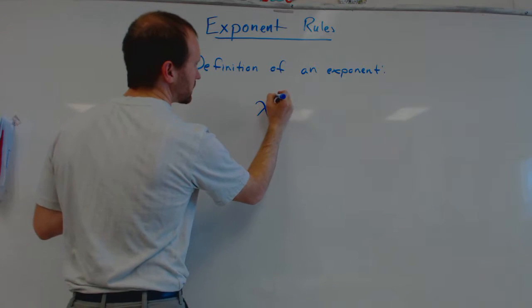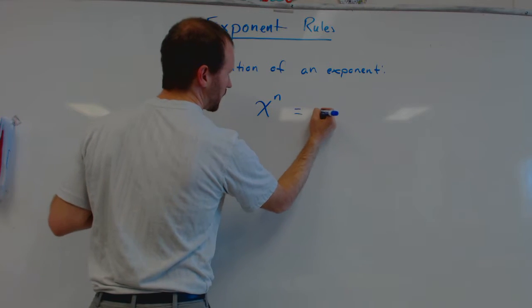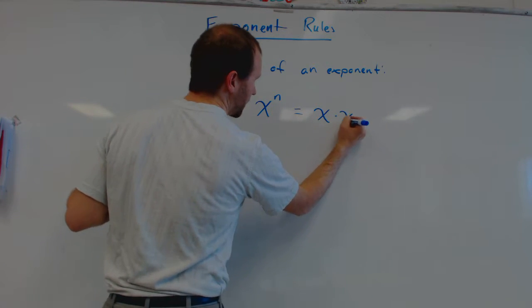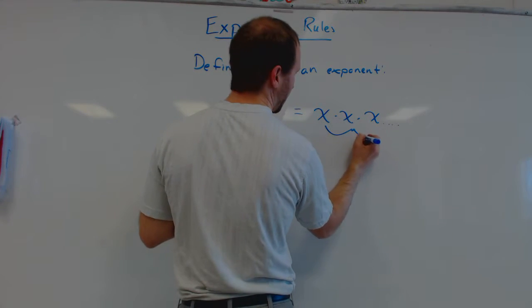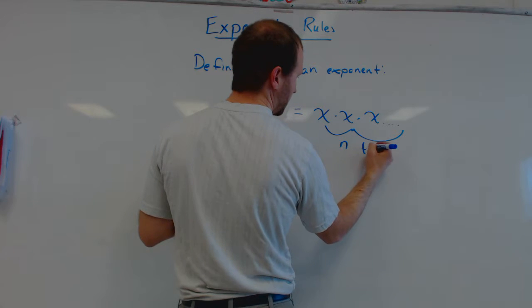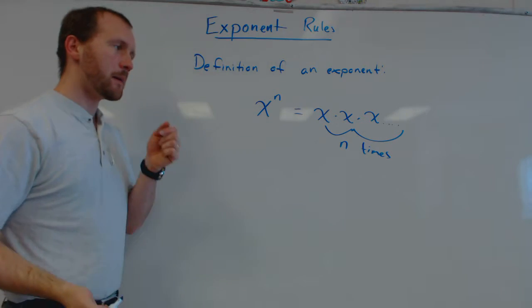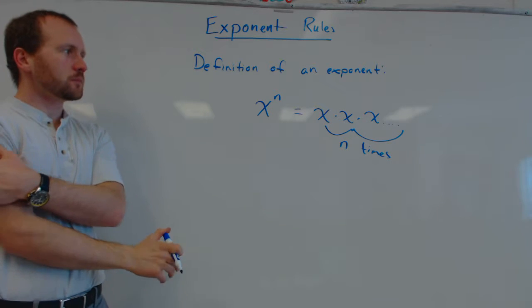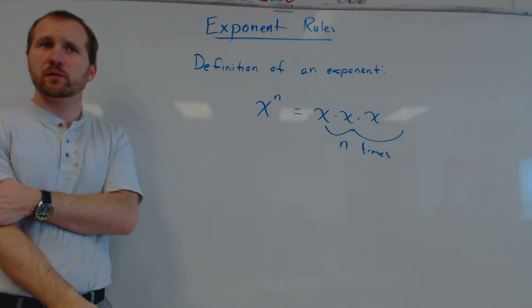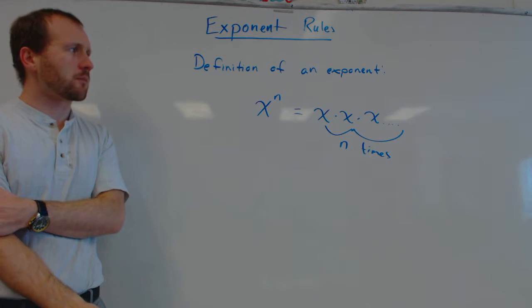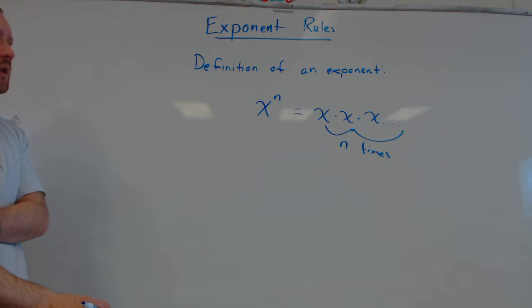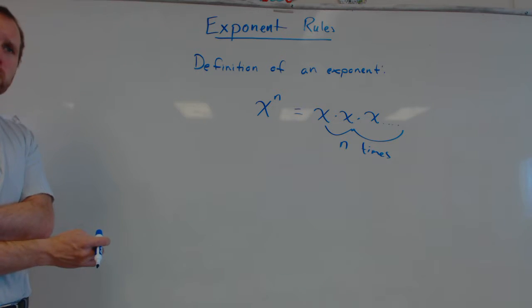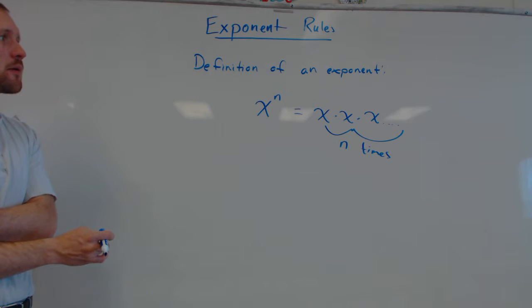x to the n power equals x times x times x, n times. So this is a really logical way of explaining what an exponent is. Now, we can add something to this definition, but I'm not really going to do that now.